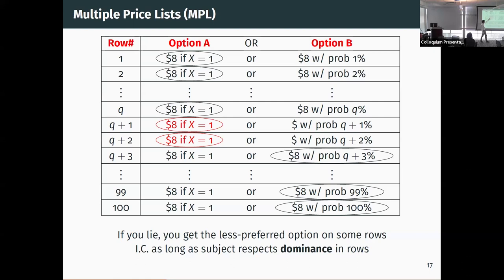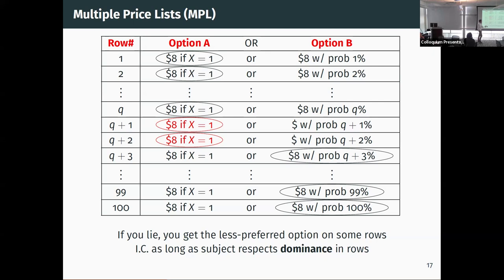What you've done is you haven't changed anything on all these rows, and you haven't changed anything on all these rows, but on these two rows, you've given yourself something worse. You think this event has probability Q, so you should prefer this and this, not this and this. So by lying, anytime you misreport, you create rows where you get something worse for yourself. So that's sort of a dominated decision in that sense. Row by row, you've made yourself weakly worse.